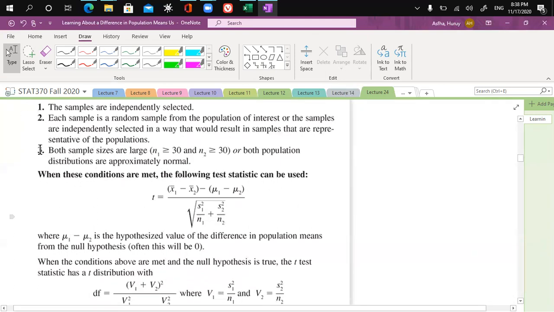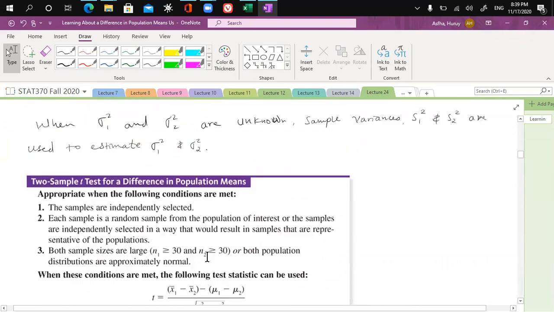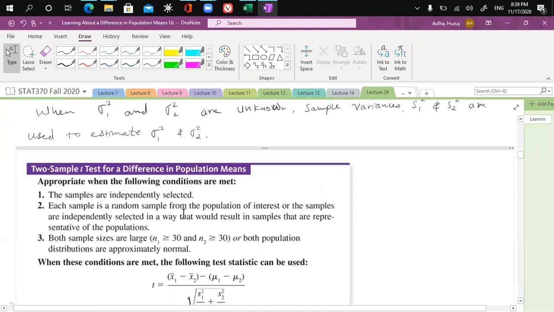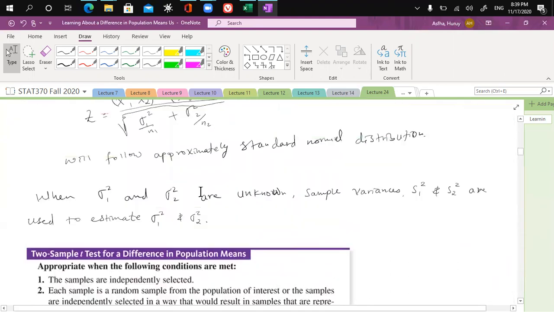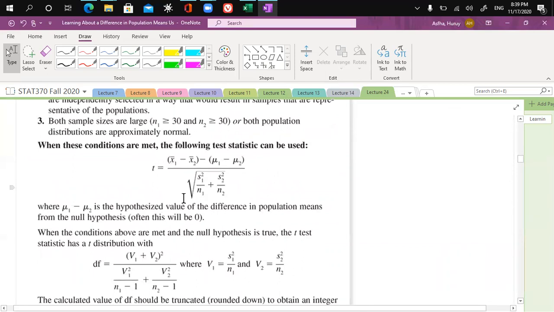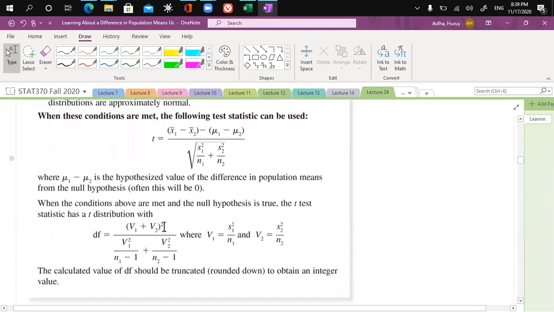Now, if the 3 are met, then we have the test statistic t, which is given by this formula. Now, if you notice, this one is exactly the same as this one, with the difference being sigma 1 is replaced by S1, and sigma 2 is replaced by S2. Other than that, it's exactly the same. And this one follows a t distribution with degrees of freedom given by this complicated formula. So now it's not straightforward.